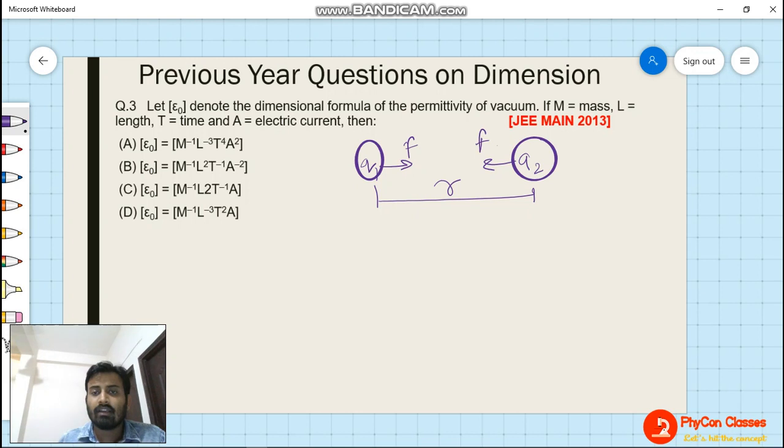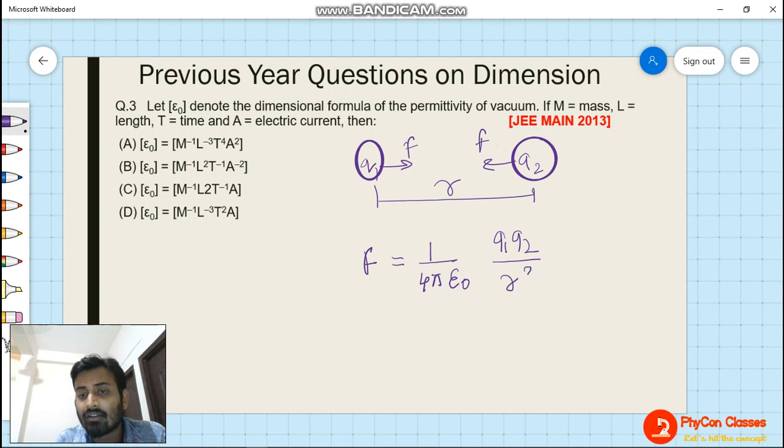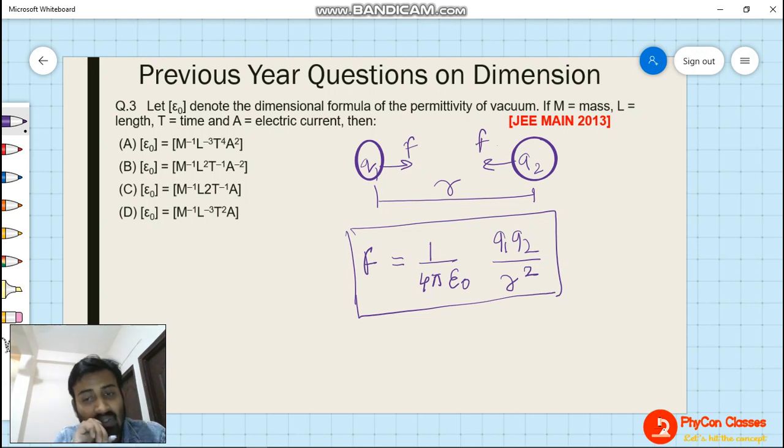Let's suppose the distance between these two charges is r. Now in this particular case, the electrostatic force between the charges is given as 1 by 4 pi epsilon naught, Q1 Q2 divided by the distance squared, and the distance is r. F is equal to 1 by 4 pi epsilon naught Q1 Q2 by r square. So here force dimension we know, Q1 Q2 dimension we don't know, r dimension we know, and epsilon dimension we want to find out.